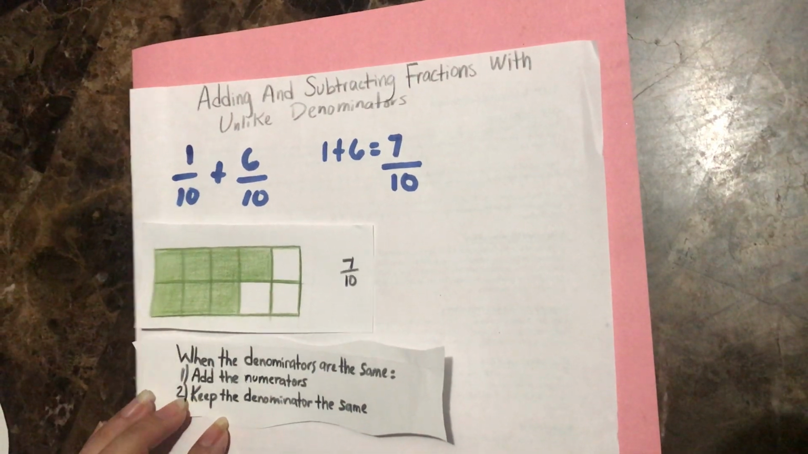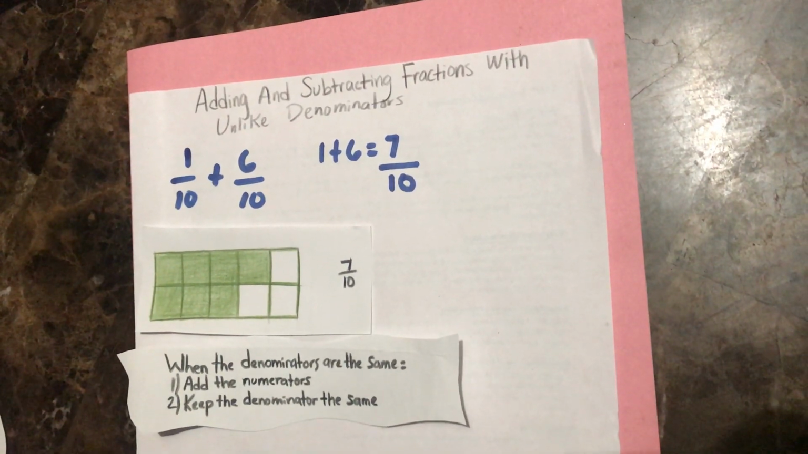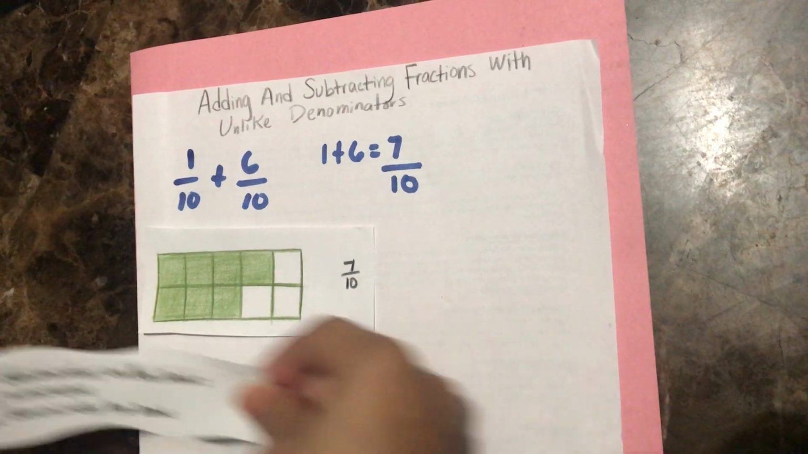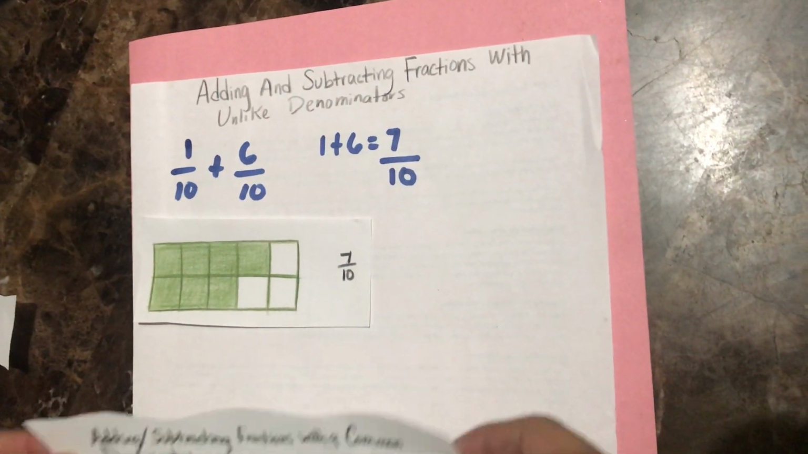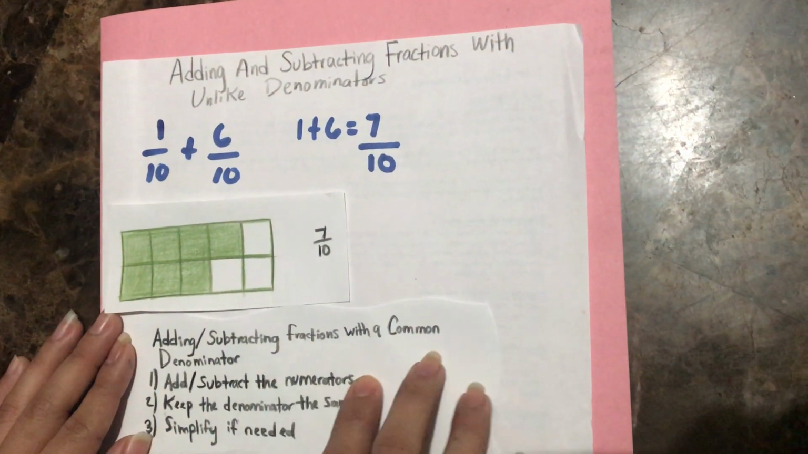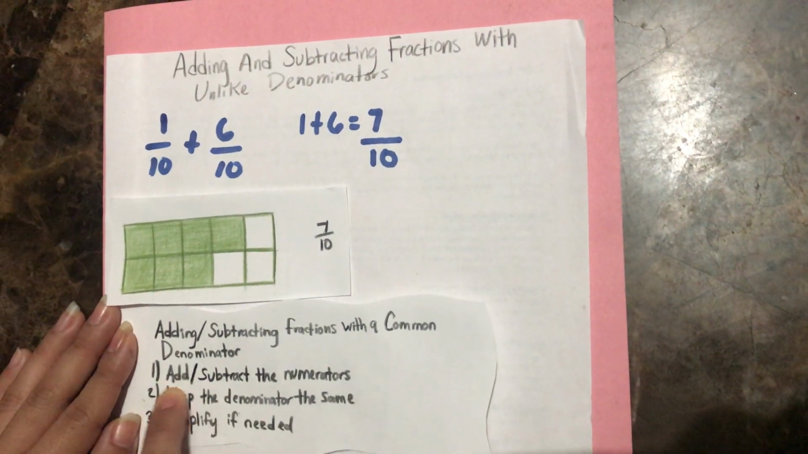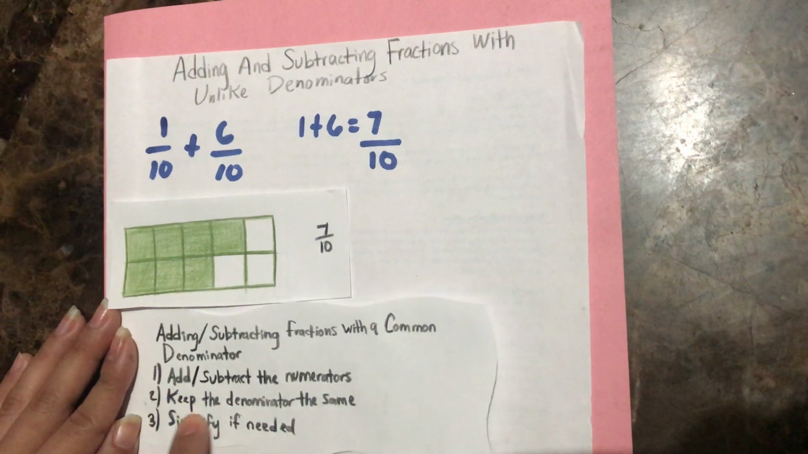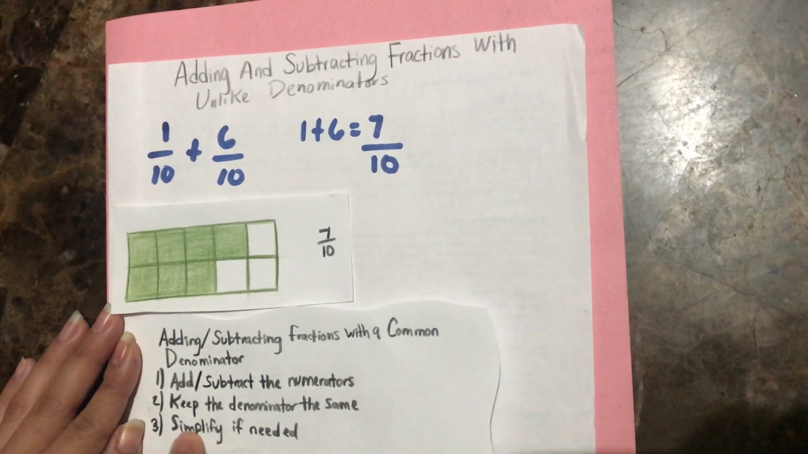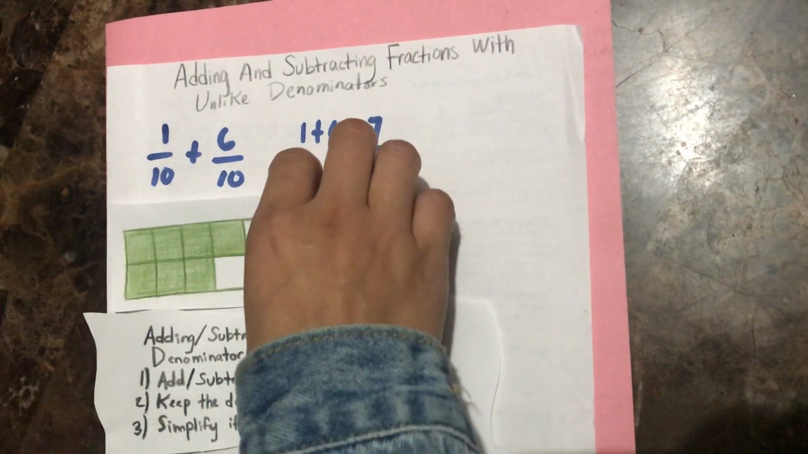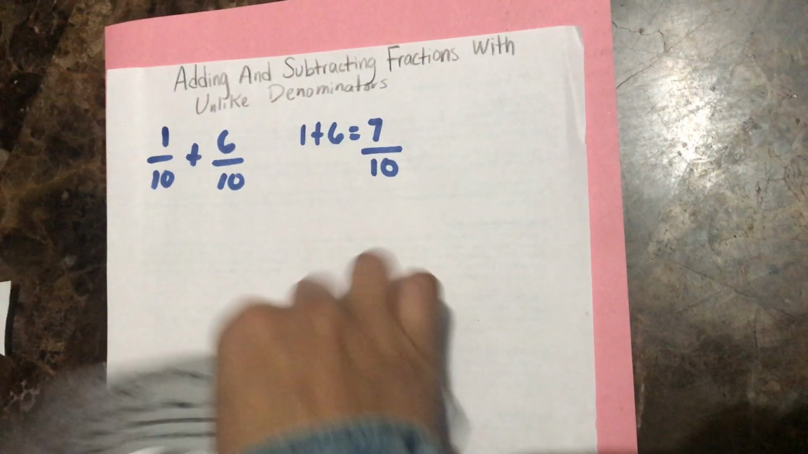Another general rule for adding and subtracting fractions is this rule: adding and subtracting fractions with common denominator. So first you add or subtract the numerators, you keep the denominator the same, and then you simplify it if you need to. So let me show you when we simplify it.